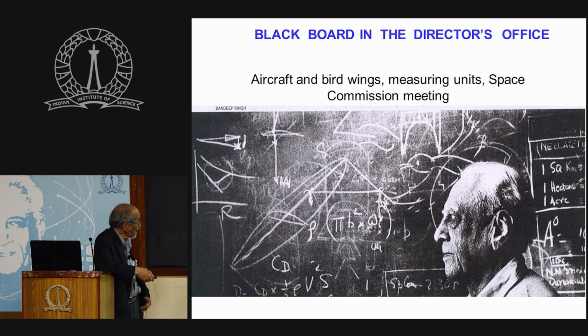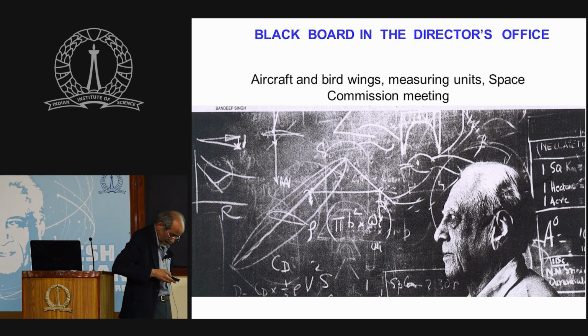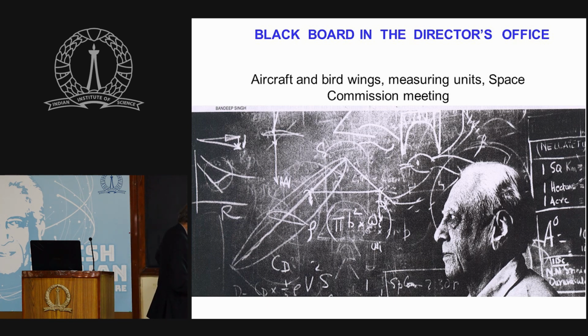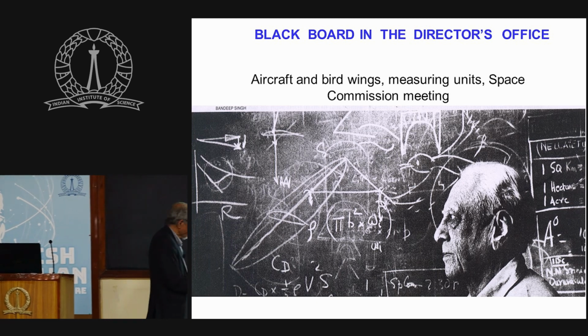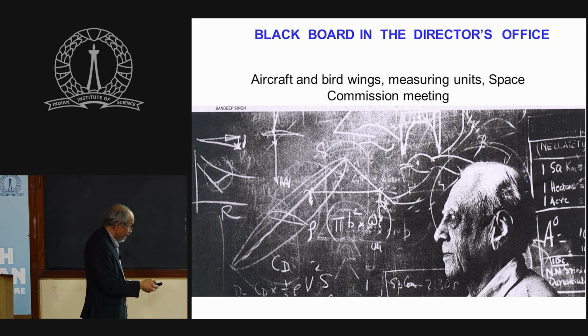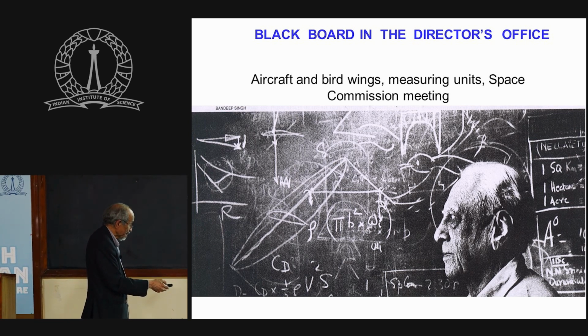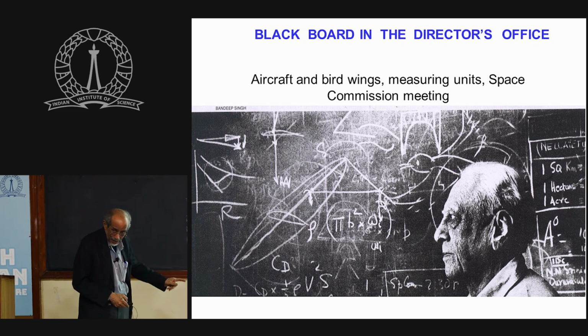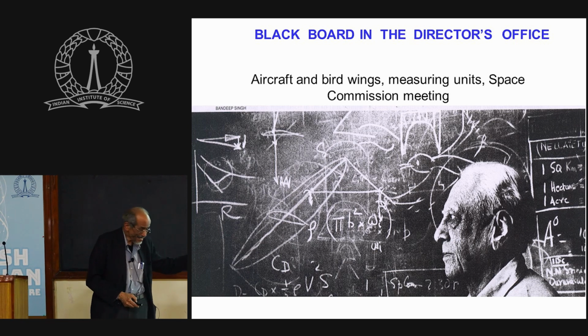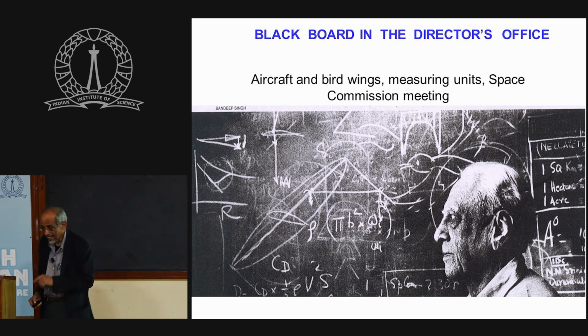Here is the blackboard at the director's office. And you can see the kind of things that he had on the board. An aircraft wing, he was calculating for something. There are these birds here. He was looking at bird wings here. And looking at the units, he was trying to convert bird performance units to aircraft performance units. And here is a small thing here. Space Commission, 2:30 p.m. That's when it's meeting. All this with a little rope, a reminder that you should attend the Space Commission meeting.